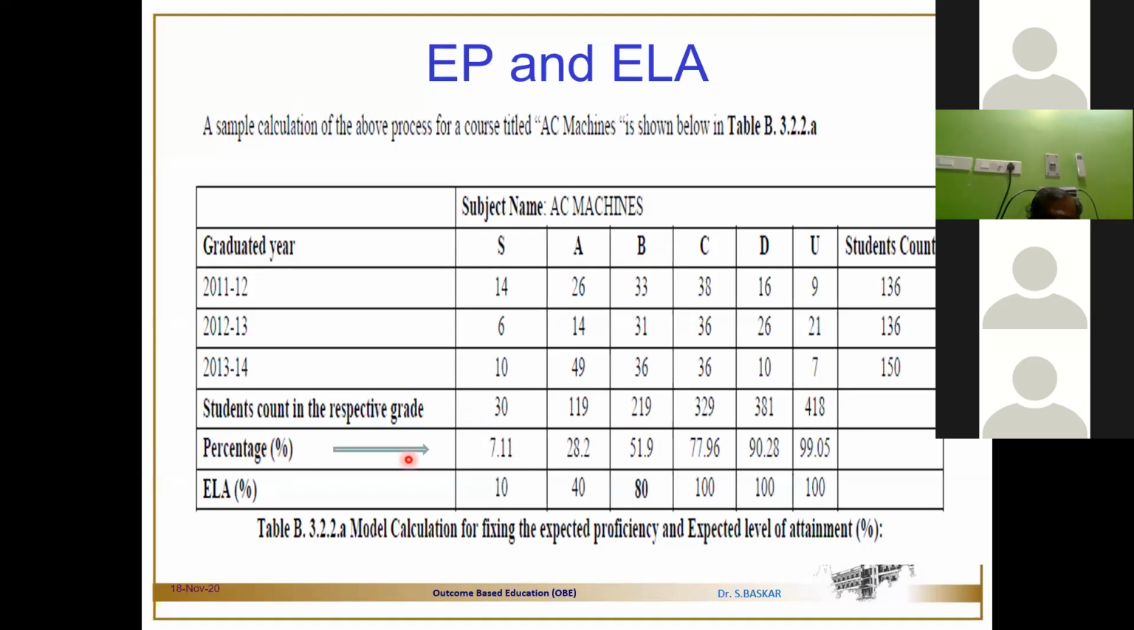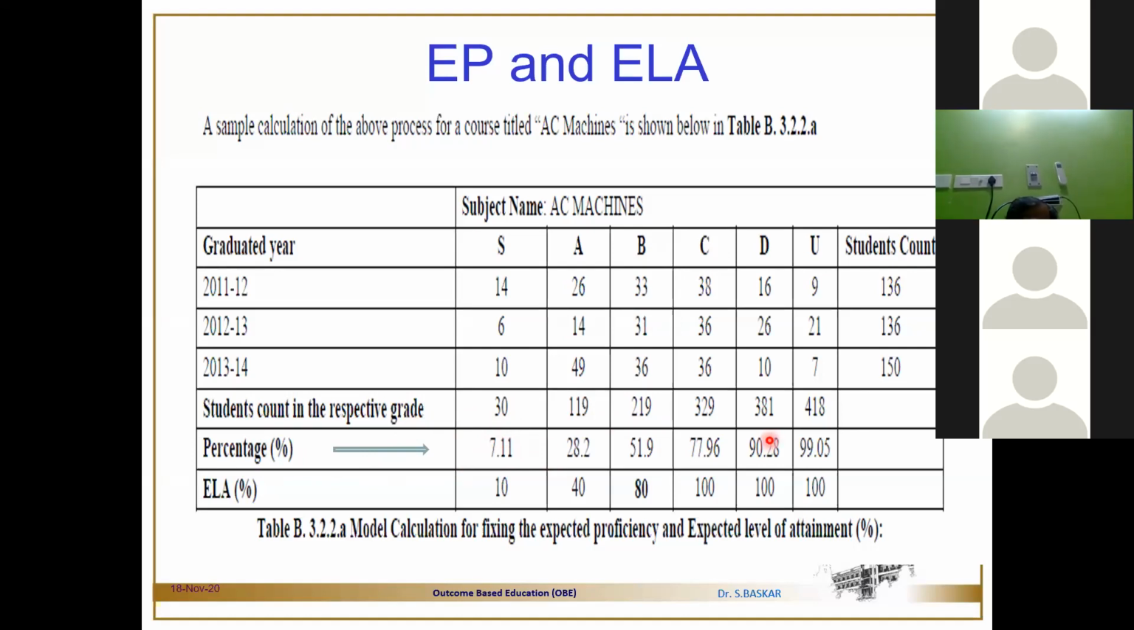This percentage is nothing but the cumulative number of students divided by the total number of students for 3 years. This percentage will be into 100. 30 divided by total students into 100 will be this number.